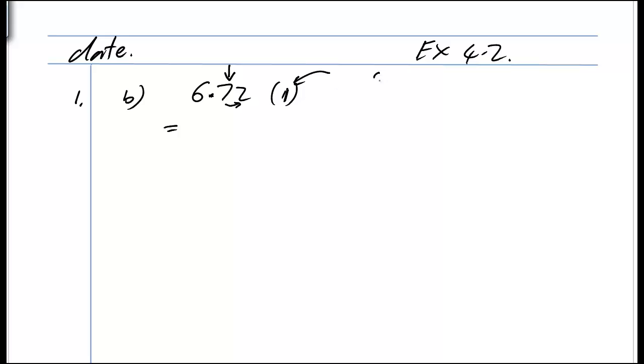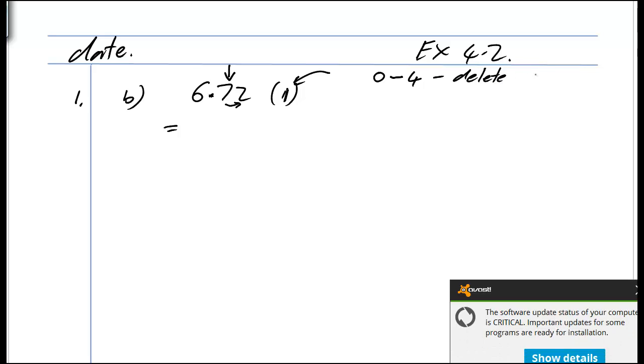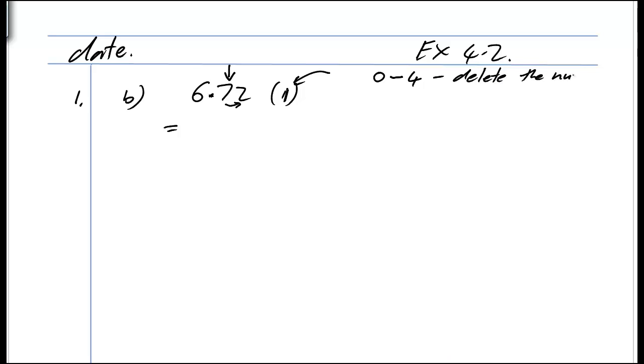If the number to the right is from 0 up to 4, all you do is delete the number. Okay. If the number to the right of where you've put this little arrow here is 5, 6, 7, 8, or 9, then you round the number up. Now, I'll explain what this means. Now, don't get confused at the moment, just watch the video. So let's have a look.